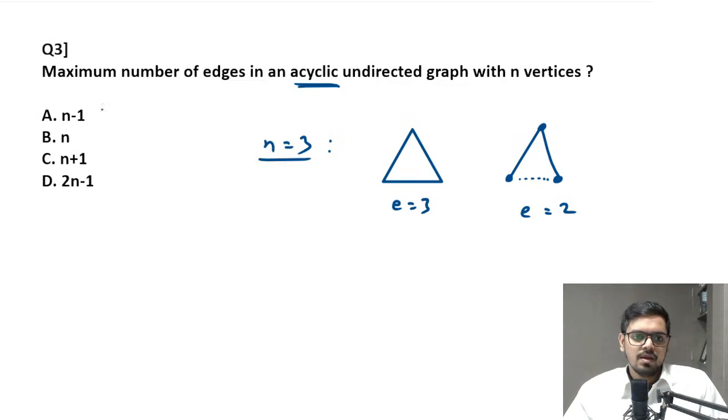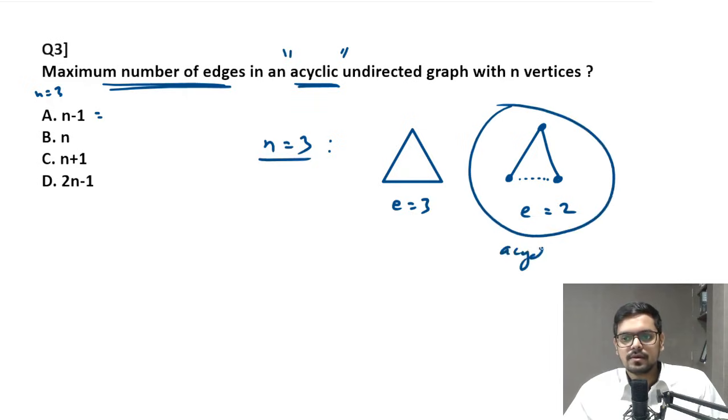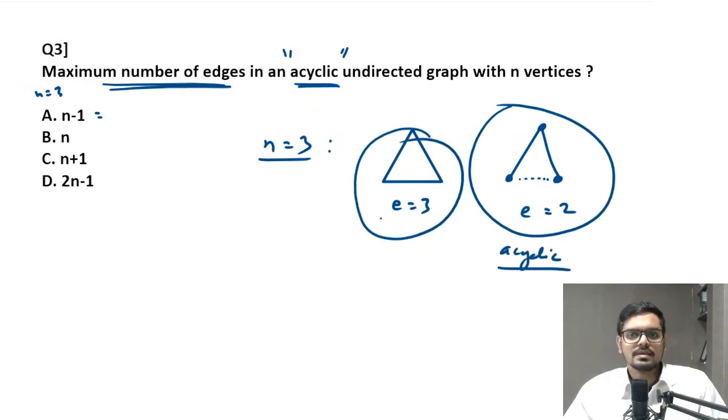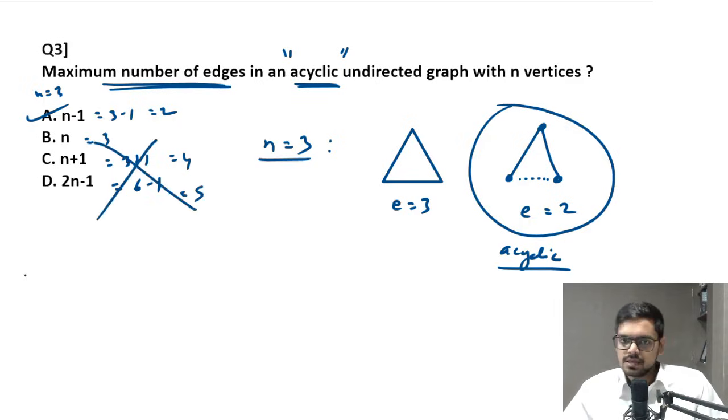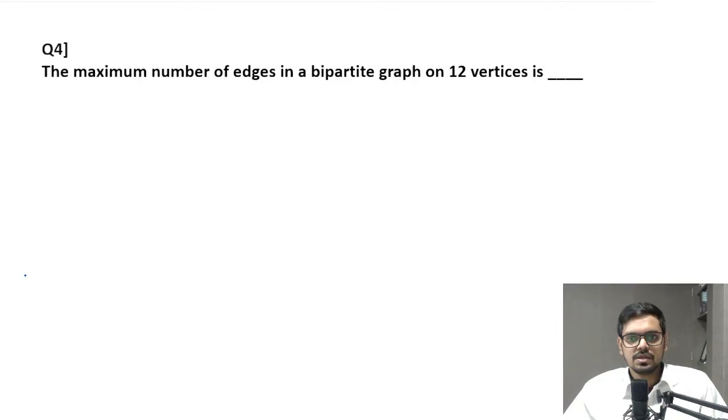Makes sense? When n is 3, this example is acyclic since no cycle is made. This is cyclic since a cycle is made. So when n is 3, I got here 3 minus 1, here 3, 3 plus 1, 6 minus 1, right? Our answer is 2. Answer 2 is only present in option A, not in the other options, so other options are wrong. Easy, understood? Very simple substitution technique. Try the next question. Pause the video, try, then look at my solution.